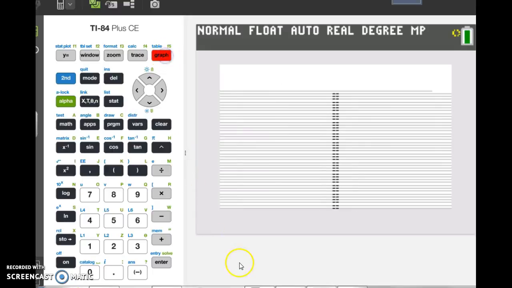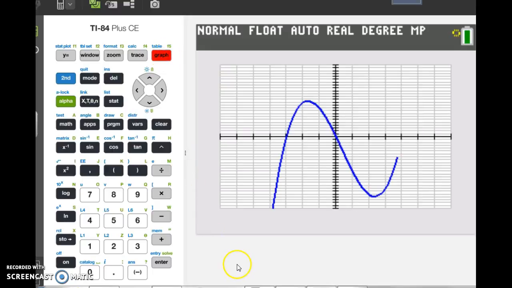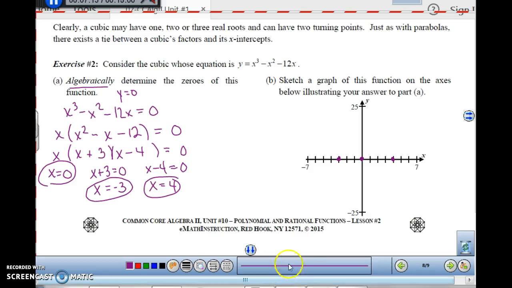Let's see if we do. Look at that. Negative 3, 0, positive 4. It went up, came down, came back up. All right, so let's sketch that. It went up, came back down through 0, and then came back up here. Okay, and you can see there's my zeros, 0 and 4. Those are my zeros that I had found algebraically.